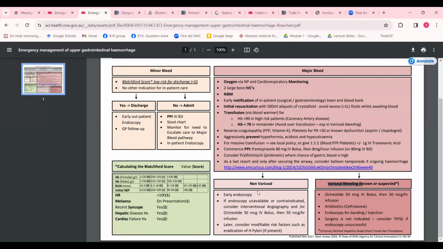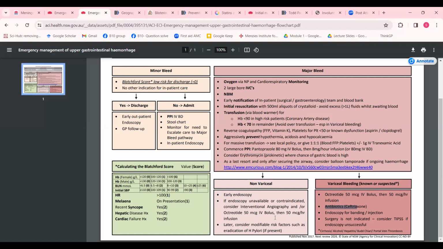If it is a non-variceal, you have to definitely go for an early endoscopy. So after resuscitation, you are going to give omeprazole, then you are going to consider endoscopy. Then, if it is a variceal bleeding, you have to consider octreotide after the proton pump inhibitor. Then you have to consider antibiotic ceftriaxone, and then consider endoscopy for banding and injection. If it's a variceal bleeding, the priority of endoscopy becomes a bit lower than non-variceal bleeding.